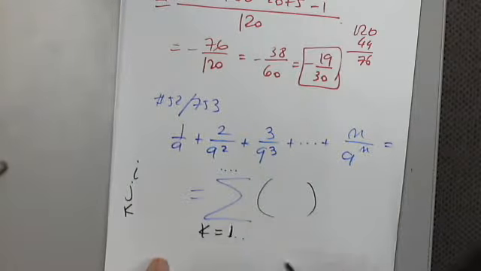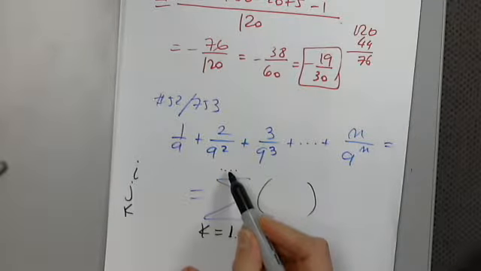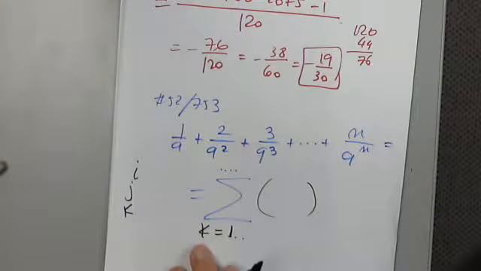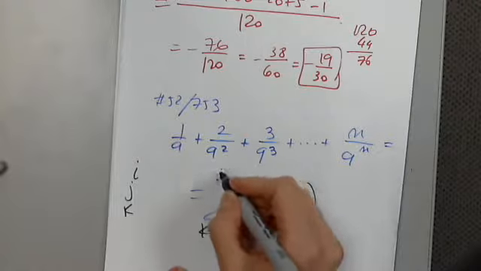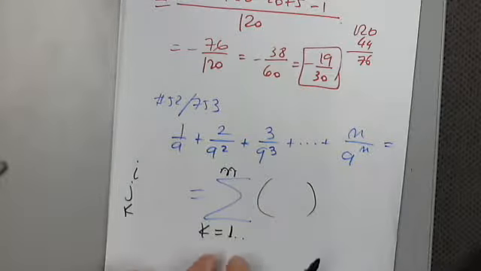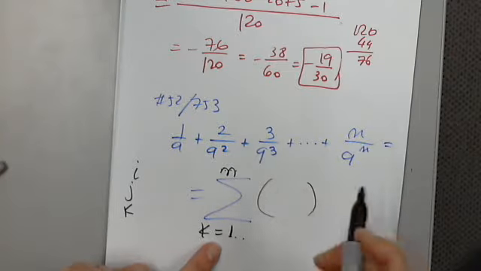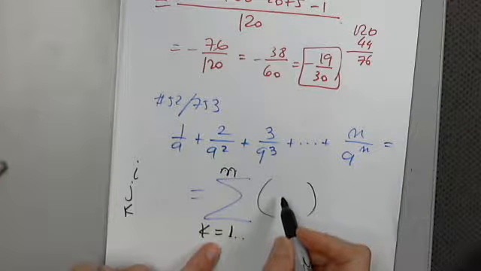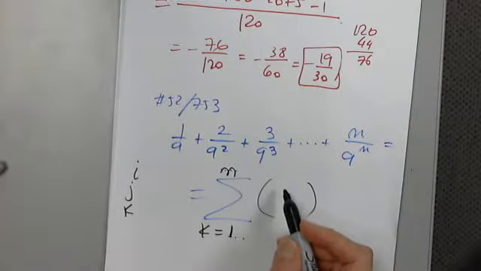Very good. Lower limit, this is the index. Lower limit, upper limit. Very good. We go to n, from k equals 1 to k equals n. And now what? From what?